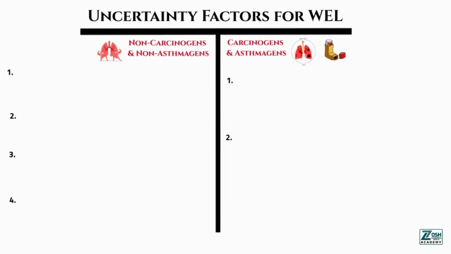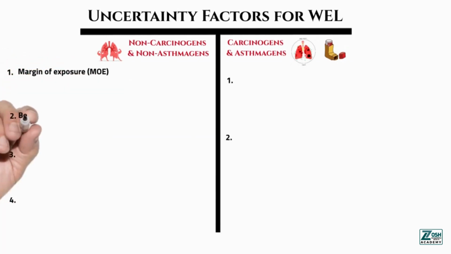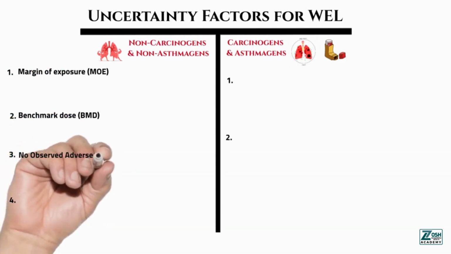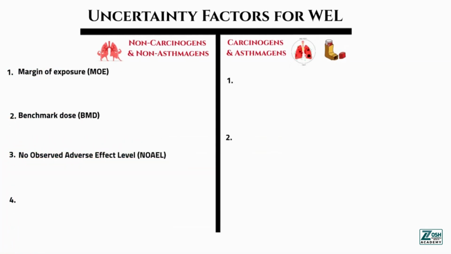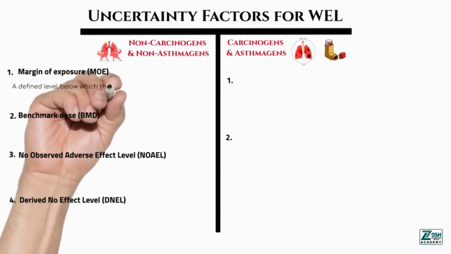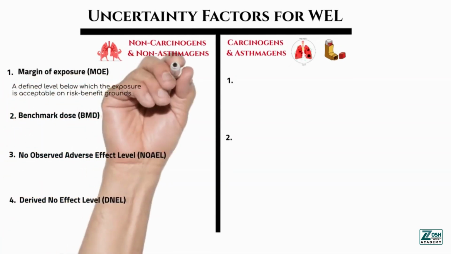For non-carcinogens and non-asthmagens, uncertainty criteria include 1. Margin of exposure, MOE, 2. Benchmark dose, BMD, 3. No observed adverse effect level, NOAEL, and 4. Derived no effect level, DNEL. Margin of exposure is a defined level below which the exposure is acceptable on risk-benefit grounds.